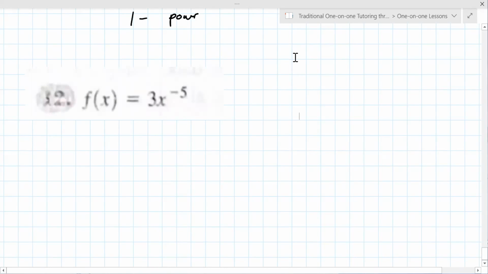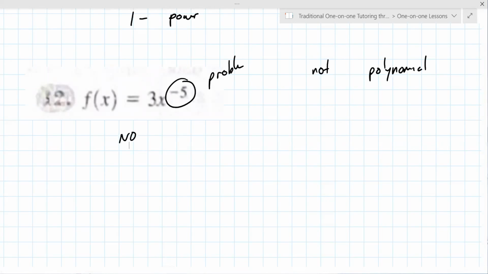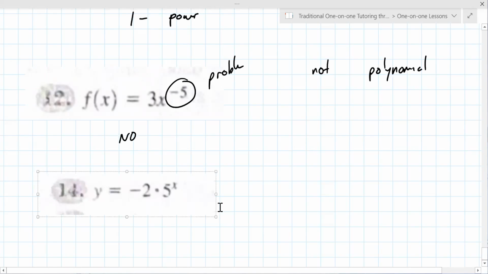Okay, so this -5 is a problem, because it's not a polynomial. For something to be a monomial, it has to be a polynomial. So this is just a big no, and then we don't do the rest. 14 is equally a problem, but for a different reason. This right here is an exponential. So this is also a no.